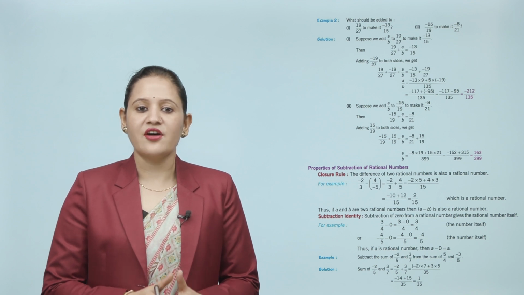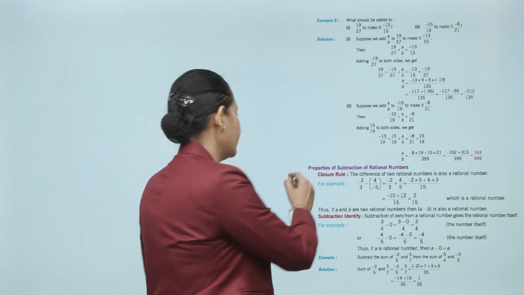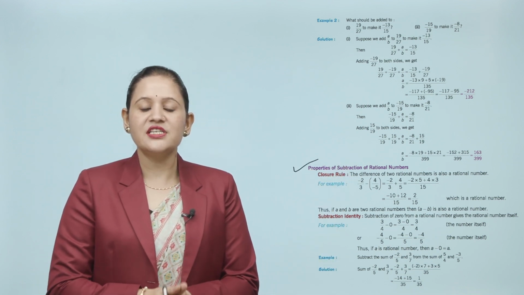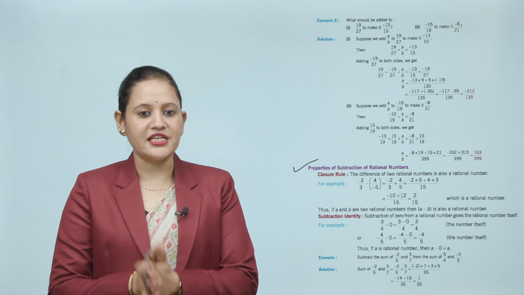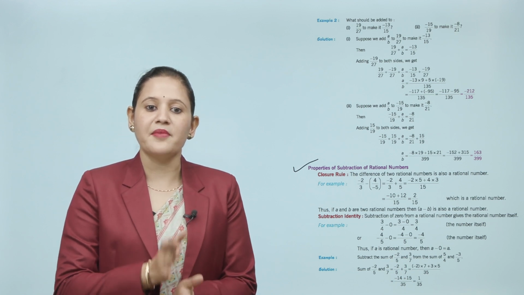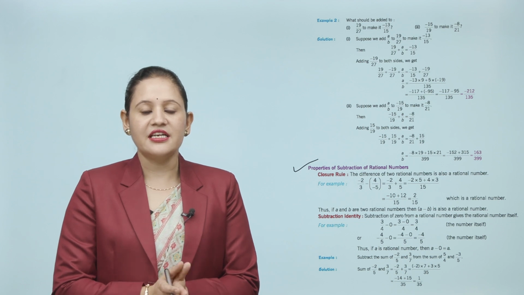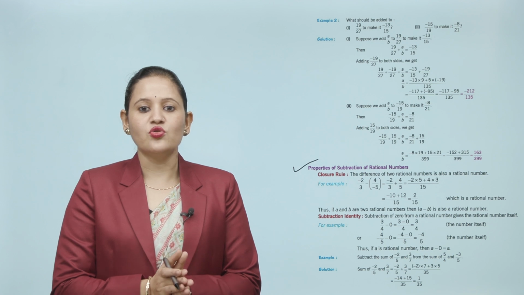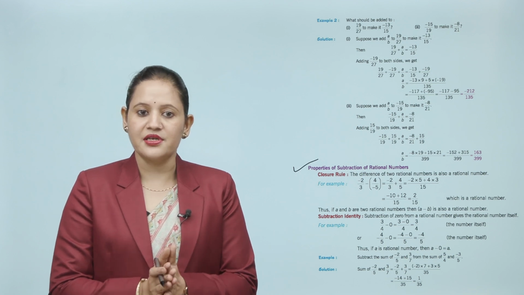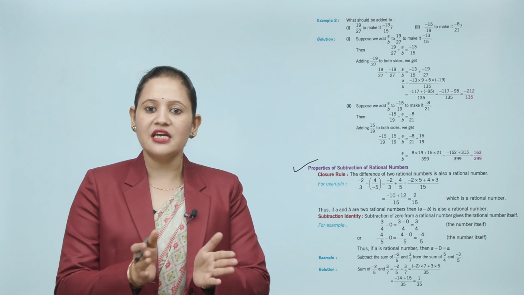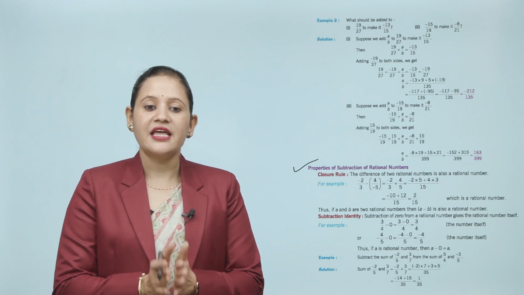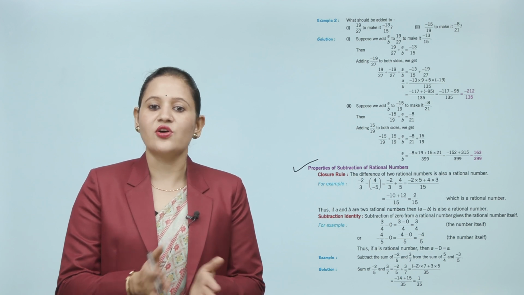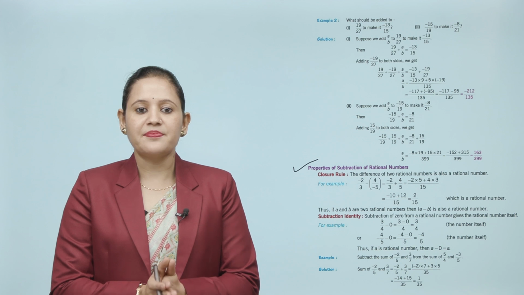Next is properties of subtraction of rational numbers. First property, closure rule. The difference of two rational numbers is also a rational number. For example, minus 2 upon 3 minus 4 upon minus 5, that is minus 2 upon 3 plus 4 upon 5, that will give you 2 upon 15, which is a rational number. So difference होगा जो two rational numbers का, it will always be a rational number. Thus, if a and b are two rational numbers, then a minus b is also a rational number. Next, subtraction identity.